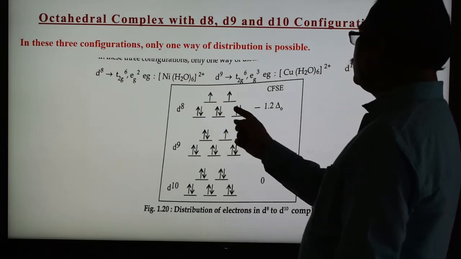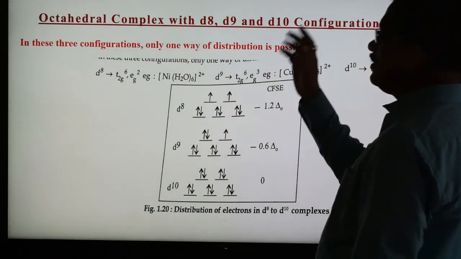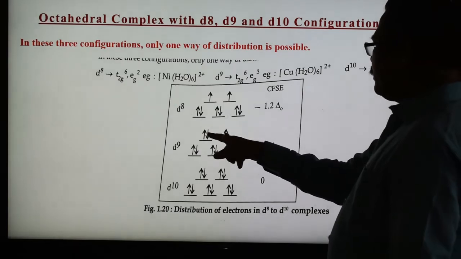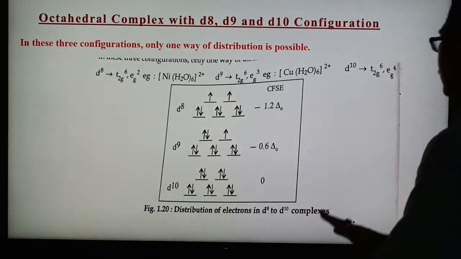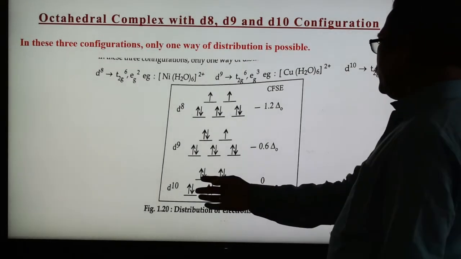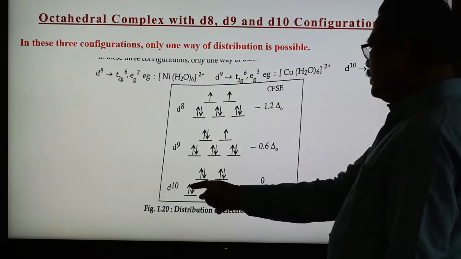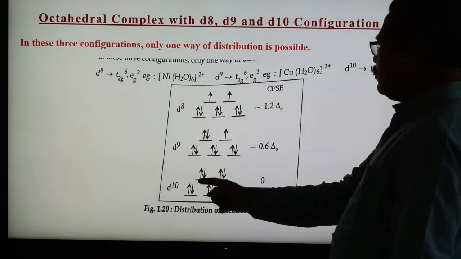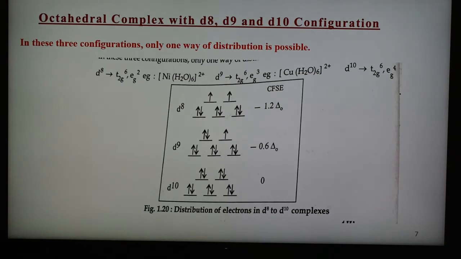The distribution of electrons for D8 is shown here. D8 means 1, 2, 3, 4, 5, 6, 7, 8. And again the 9th electron gets paired here, and the 10th electron gets paired. So in case of D10, all the orbitals have 2 electrons. The CFSE value for each configuration D8, D9, D10 can be found here. The value is 0 in case of D10, because for each electron here it is 0.4 delta O and here 0.6 delta O. So the resultant is 0, because plus and minus cancel. So the CFSE value is 0 for D10.